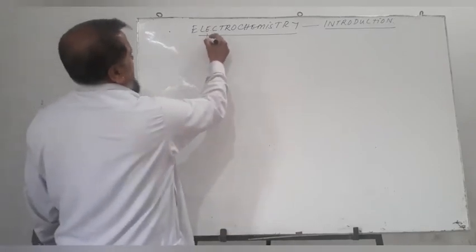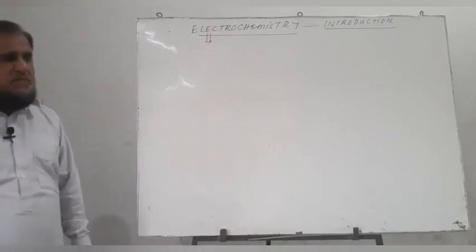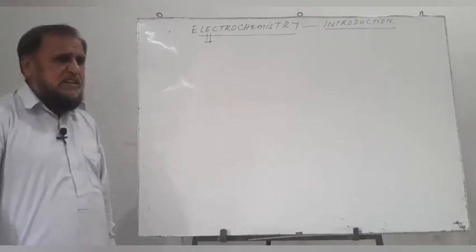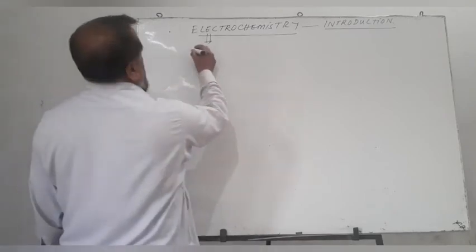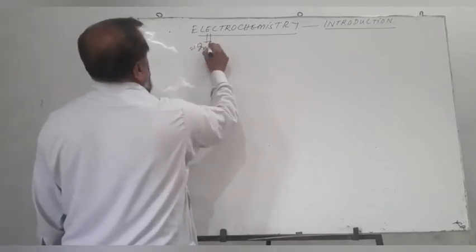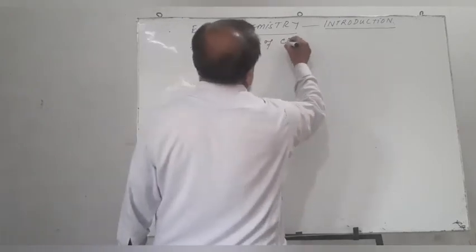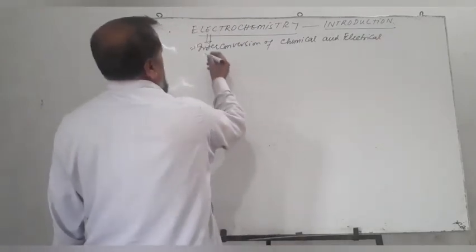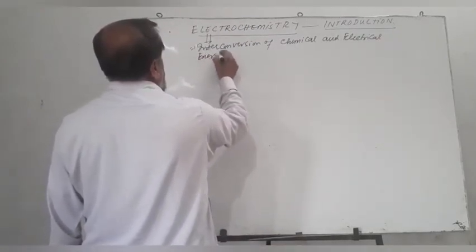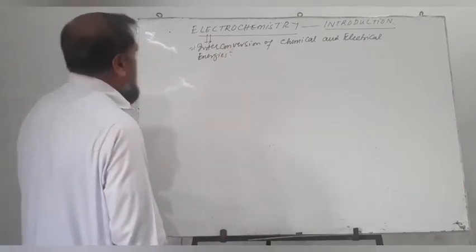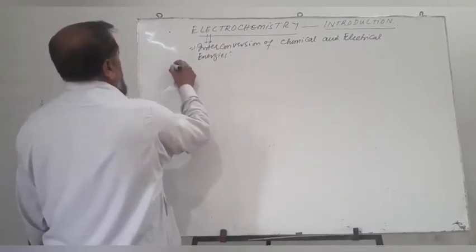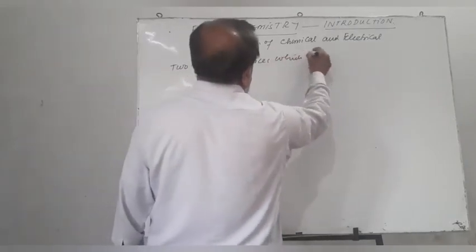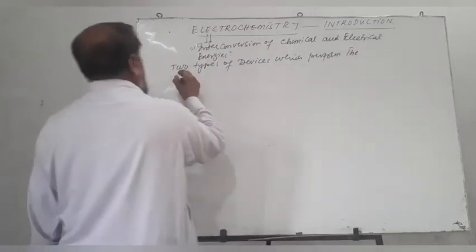Electrochemistry may be defined as the branch of chemistry which deals with the conversion of electrical energy into chemical energy and vice versa. Thus, it deals with interconversion of chemical and electrical energies. The branch of chemistry which deals with the interconversion of chemical and electrical energies is known as electrochemistry. Now there are two types of devices which perform this interconversion.